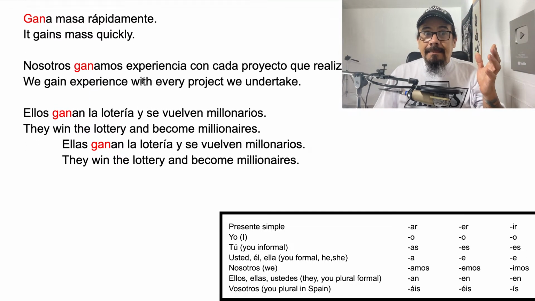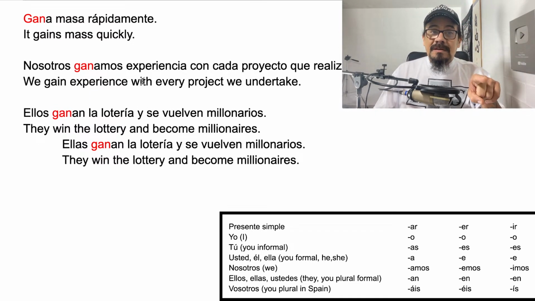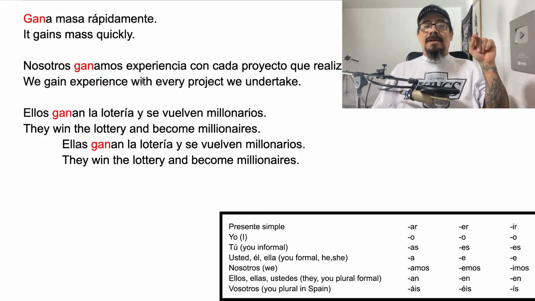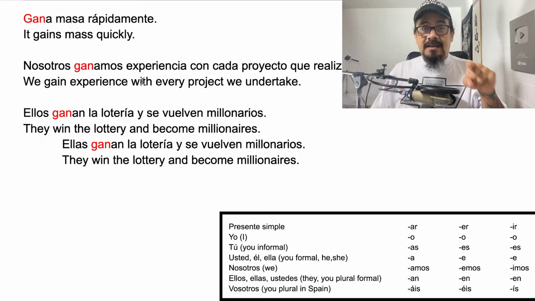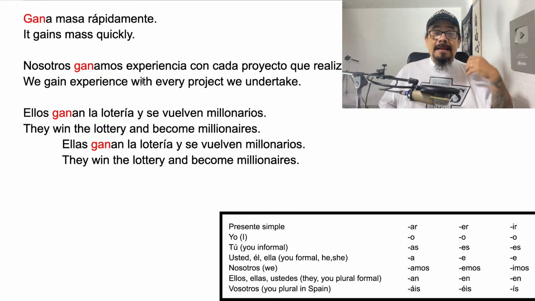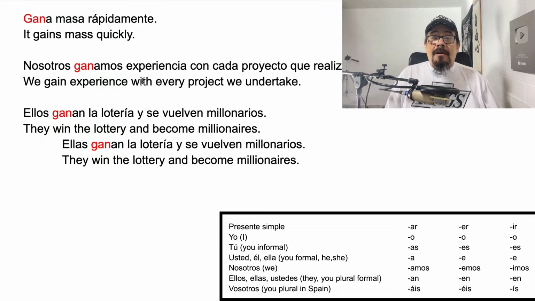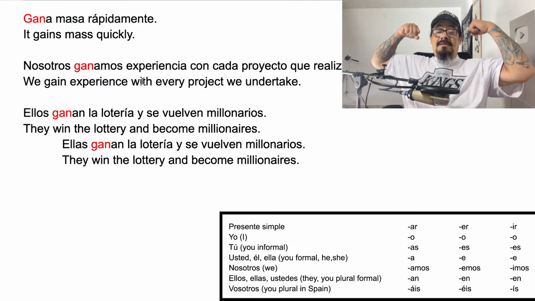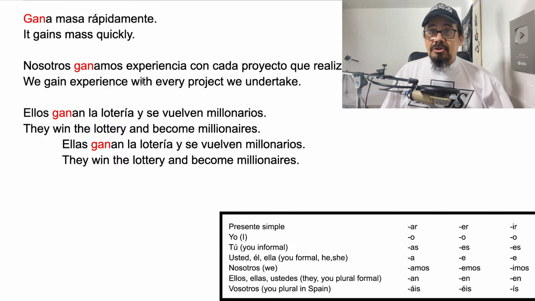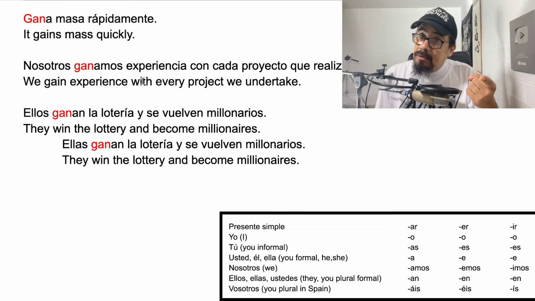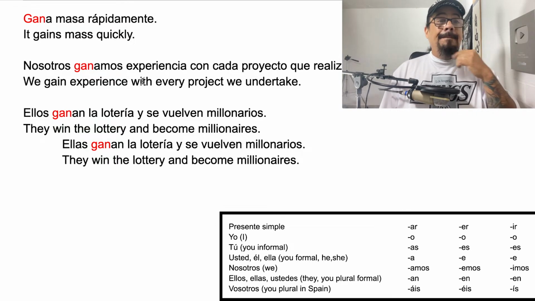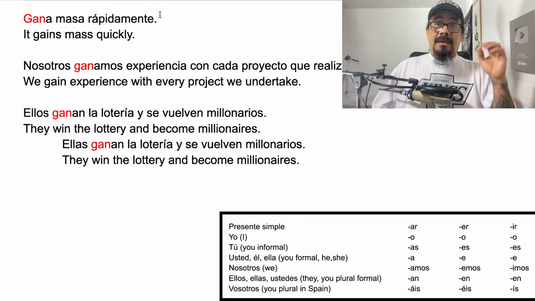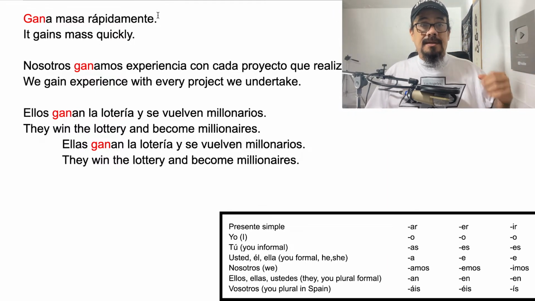Gana más rápidamente. This one, funny thing, it's also an imperative form. And this one works as imperative in Spanish. It could be like an advertisement for a protein shake or something. Gana más rápidamente for the people, bodybuilders and stuff. Gana más rápidamente. That would be the imperative. But it gains more quickly. Gana más rápidamente. Subject, verb, object.